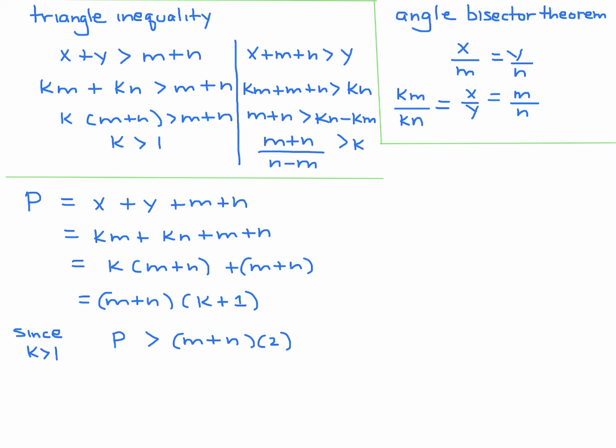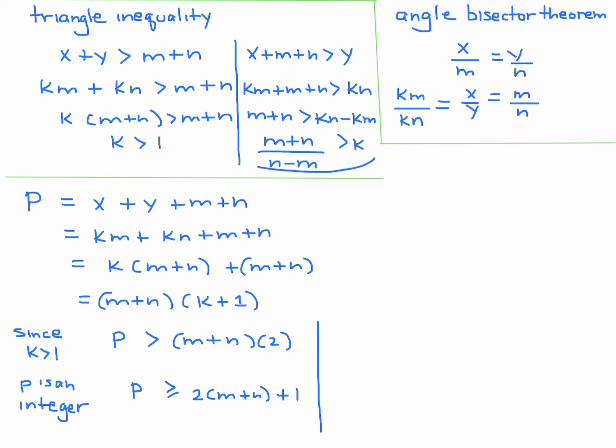Also, another thing that we know is that P is an integer. So since P is an integer, P has to be at least, so greater than or equal to, this plus 1. So 2 times M plus N plus 1. So for example, if this was whatever, 12, and P is greater than 12, P has to be at least 13. And that's all that is, really. Nothing too complicated.